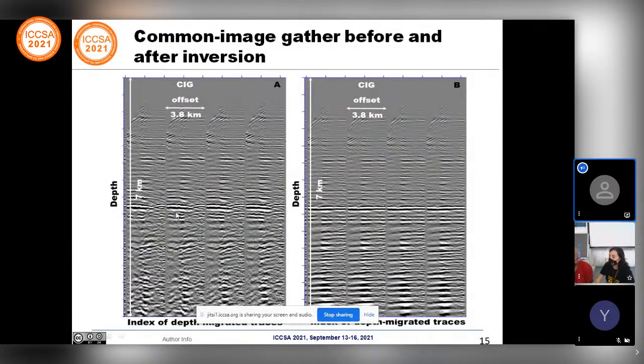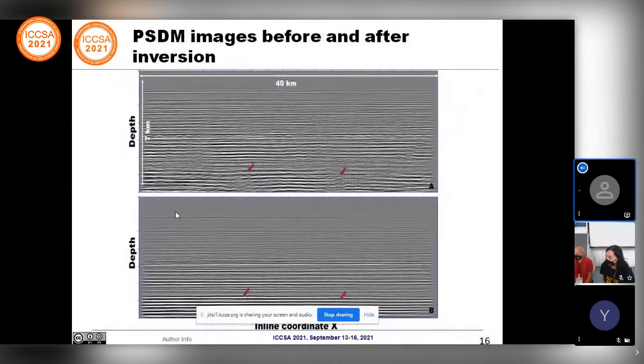Three minutes left. Okay, I'm finalizing. These are the final results, depth images of the area. So we can conclude that this approach is effective and works fine. We are happy at least. Thank you.